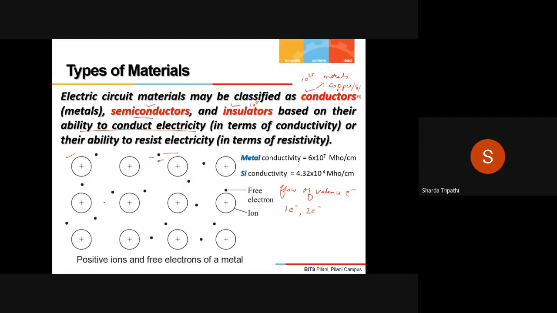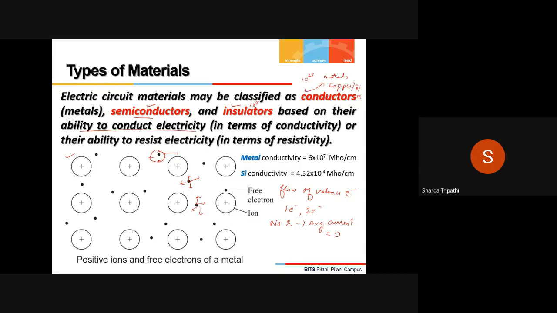Now, if no external electric field is supplied, then the motion of electrons inside this crystal of a metal is random. This electron can move anywhere. Similarly, other electrons also tend to move anywhere. So if there is no electric field applied across this element, which is the conductor, then in that case we have zero average current.